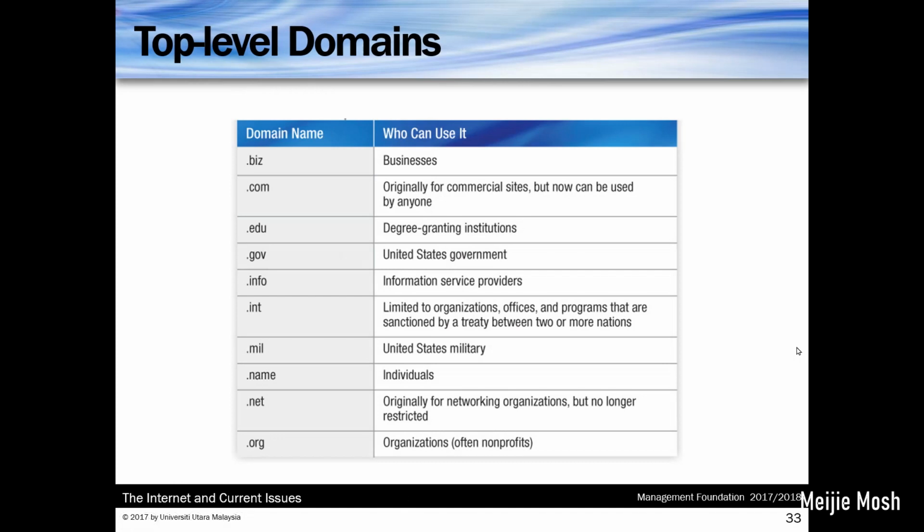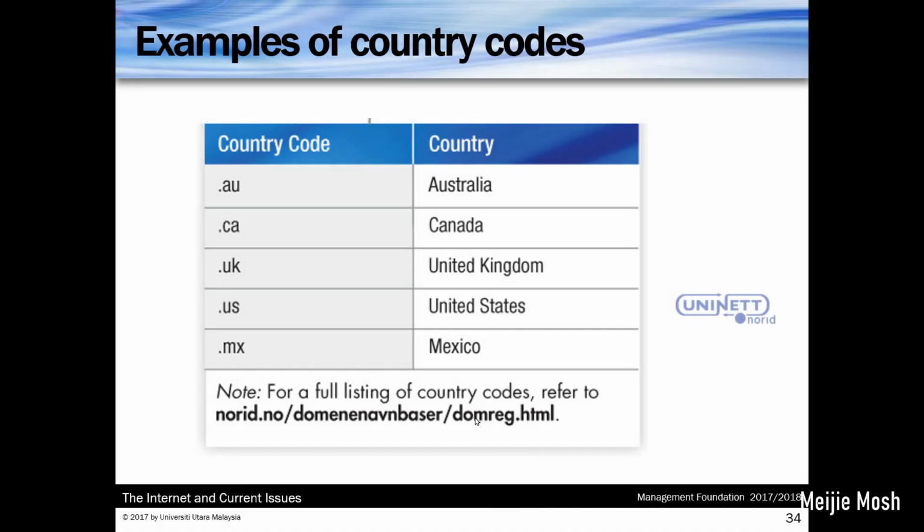Examples of top level domain, for example .biz, this is used for businesses. .com, originally for commercial sites, but now can be used by anyone. .edu, this is for degree or education institutions. .gov, this is for the government. .info for the information service providers. .int, limited to organizations, offices and programs that are sanctioned by treaty between two or more nations. .mil for military. .name for individuals. .net originally for networking organizations, but nowadays no longer restricted. .org is for organizations, usually non-profit organizations.